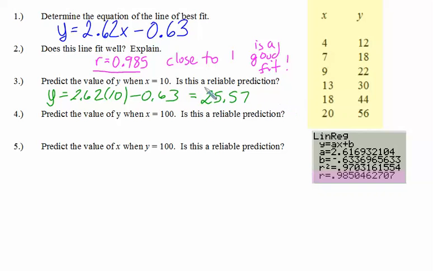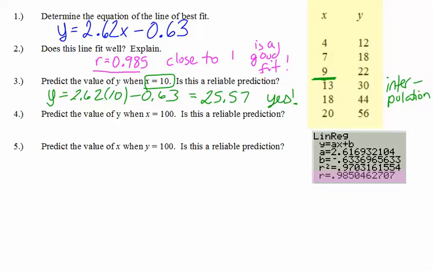Is that a good, reliable prediction? The answer is yes. Because the value of x there, x equals 10, is in the middle of our table. That was called interpolation when we discussed in class, because it's inside the values in our table. You're able to predict well with data that is in your list.